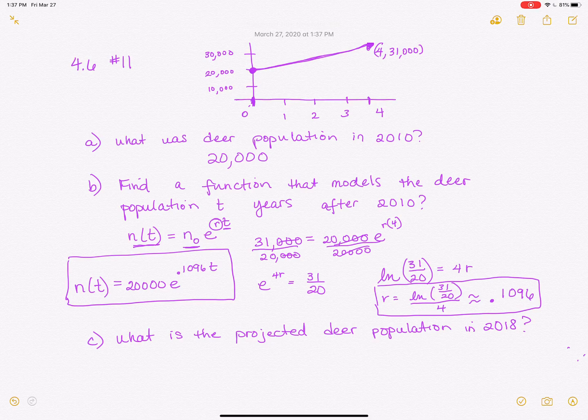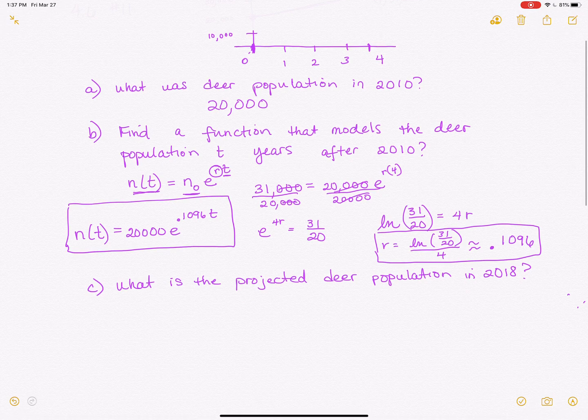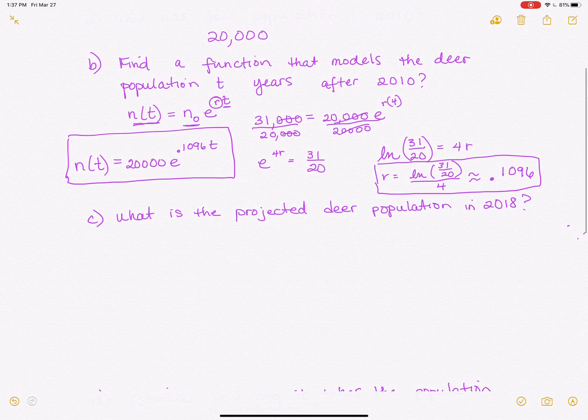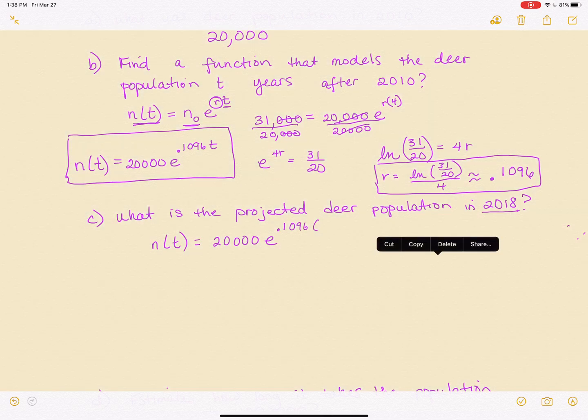All right, so now I'm going to keep going here. Part C asks for the projected deer population in 2018. Well, now that I have my model, I can find whatever population I'm looking for because I know that's going to be my initial population times e raised to my relative growth rate, which I found. And then t, what's my t going to be here? Well, I started off in 2010. Now I'm looking for the population in 2018. So my time in years is going to be 8.